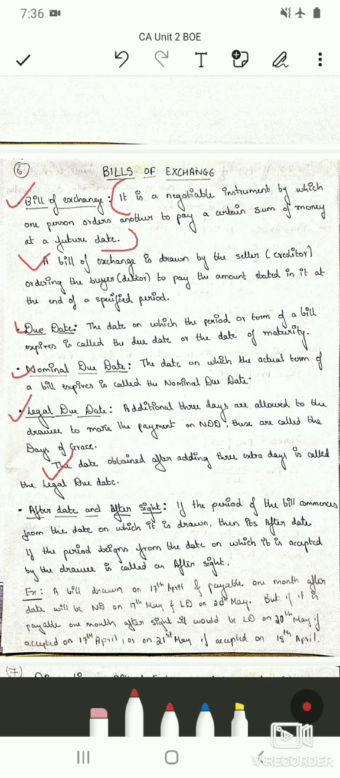Say, if April 15th is the nominal due date, then the legal due date will be the 18th of April. So what is the nominal due date? For that you have to add 3 days, and that will be your legal due date, and these 3 additional days are called days of grace.